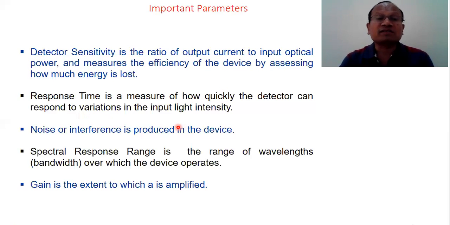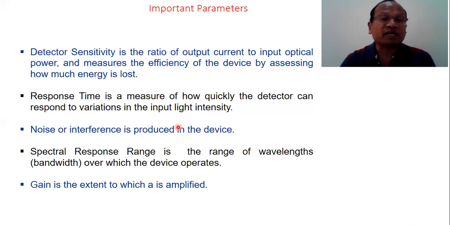So how much noise is there in the system? Accordingly, we calculate SNR, the signal to noise ratio, that depends on the value of noise. The more the noise, the lesser the SNR value. So how much noise, how much interference has caused the signal to degrade the output is the third parameter.